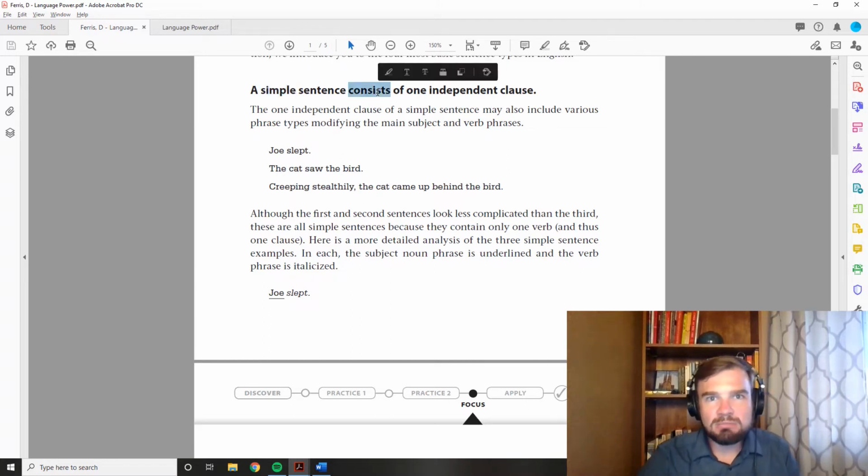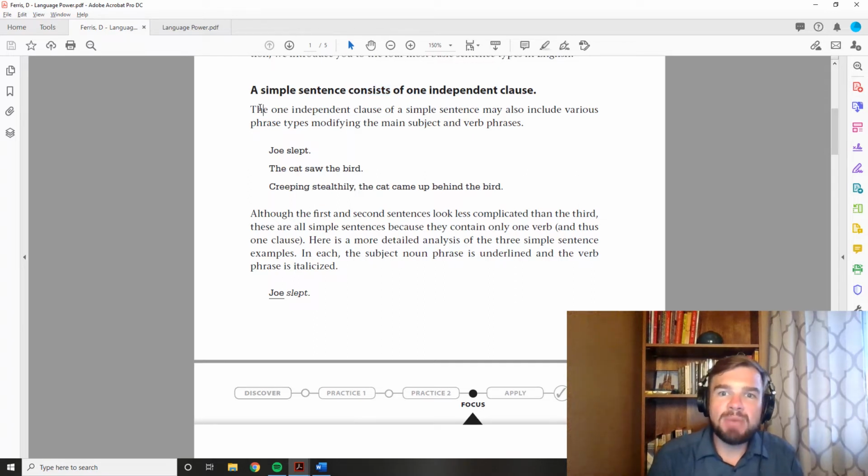Consists just means is made of, right? So a simple sentence consists of one independent clause. The one independent clause of a simple sentence may also include various different phrase types, modifying or giving more information about the main subject and the verb phrases. Then Professor Ferris gives us some example sentences.